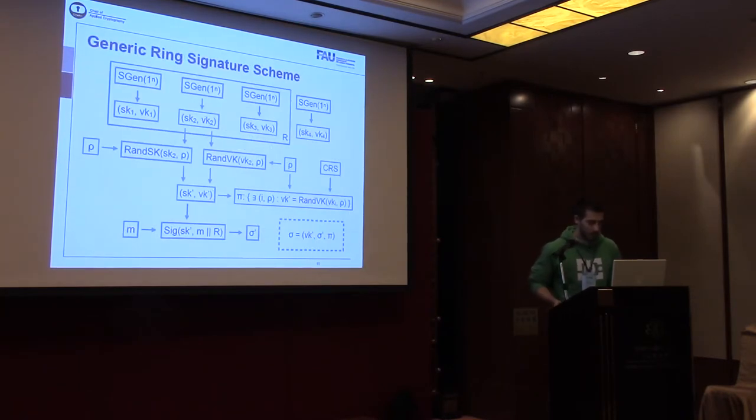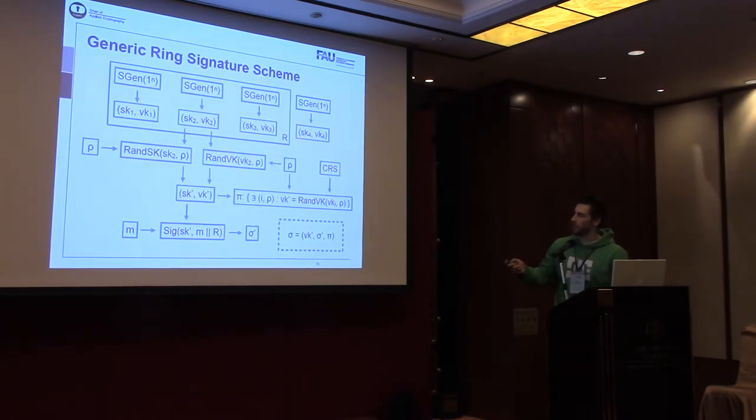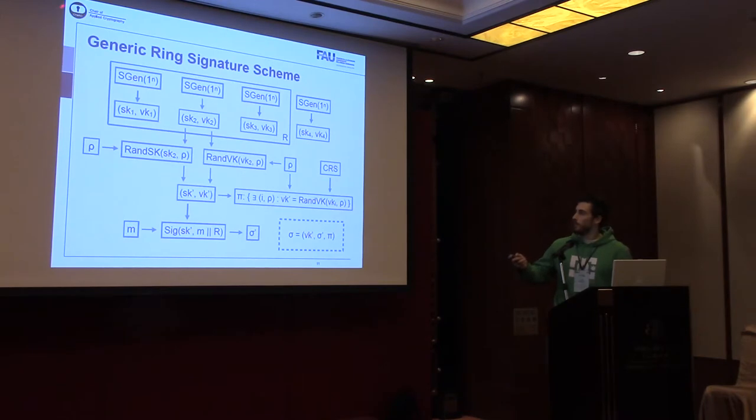Okay, so this is our conceptual framework, and as I said, this is in the CRS model, so this is just the first step, and then I'll show you how to upgrade to the standard model. So the idea is that in order to generate a secret key and verification key pair, we use the standard generation algorithm for signatures with re-randomizable keys, and then whenever we want to define a ring and we want to sign on behalf of a ring, say using secret key 2, what we do is we feed the re-randomization algorithm with a certain randomness rho, and we create a fresh pair SK prime, VK prime.